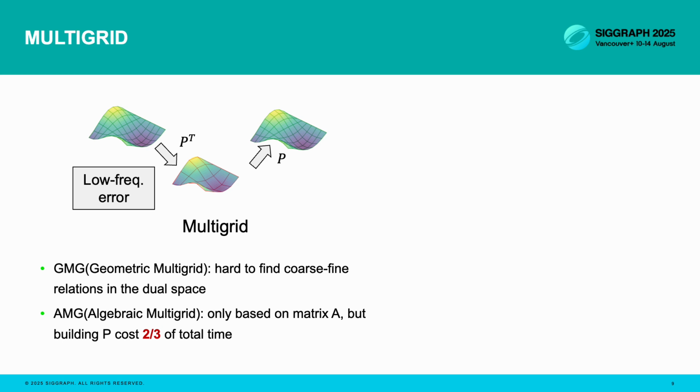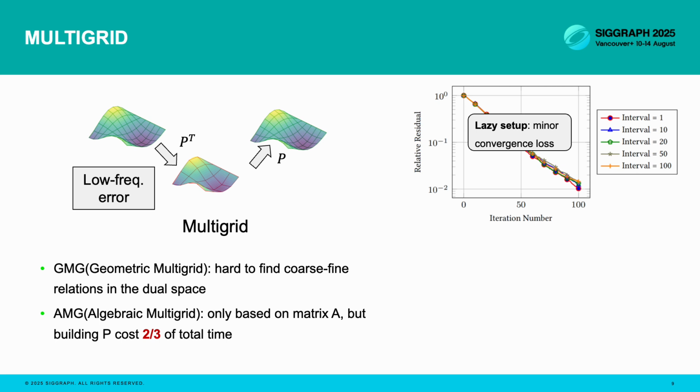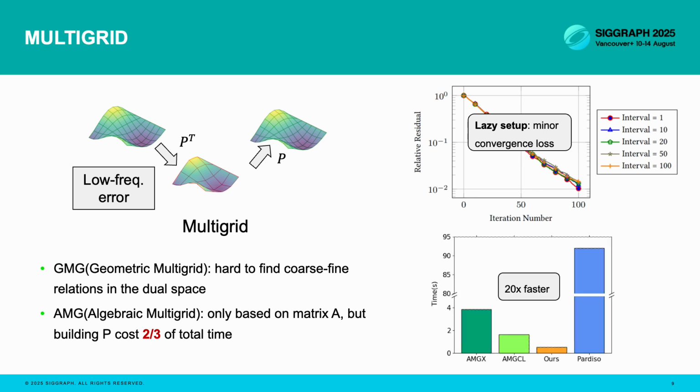We found a key issue behind it. AMG rebuilds P every time matrix A changes, which can take 2/3 of the total time. Fortunately, we noticed A is topology dependent, so it can be reused across substeps. We call it lazy setup. Our experiments showed rebuilding P every 20 steps causes negligible convergence loss. With this and other improvements, our specialized AMG solver is 20 times faster than AMGX.